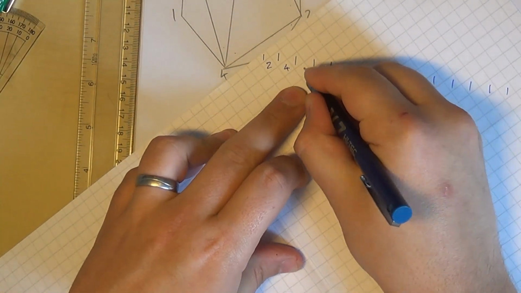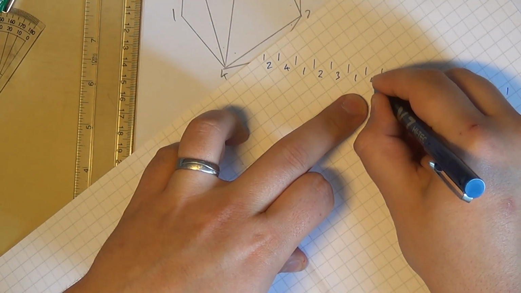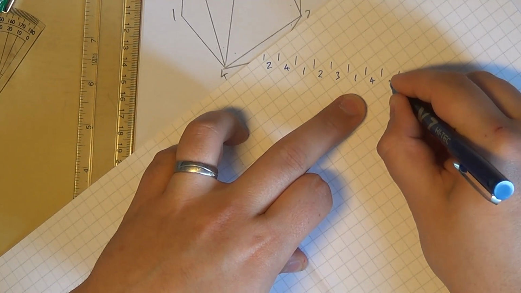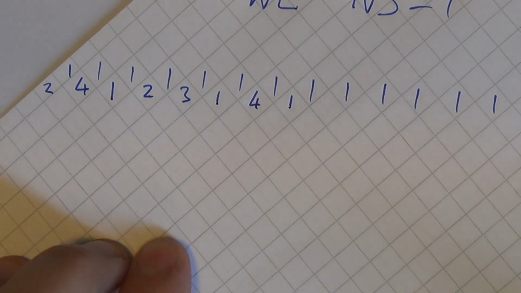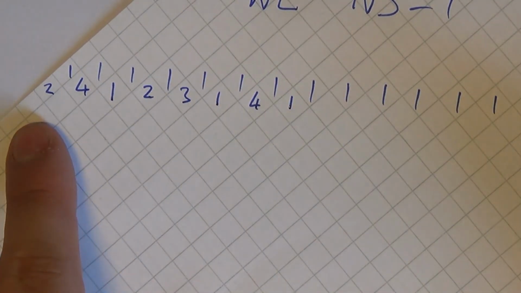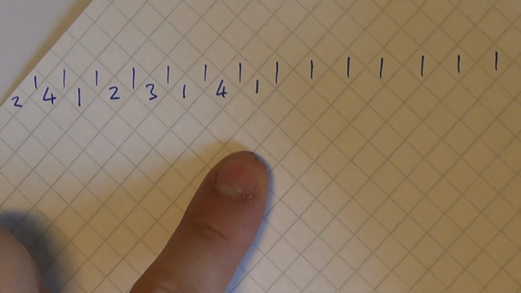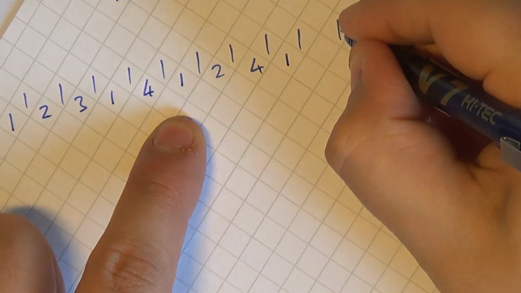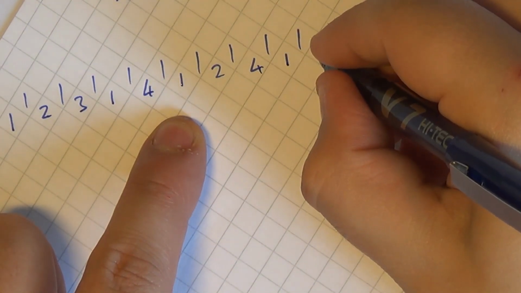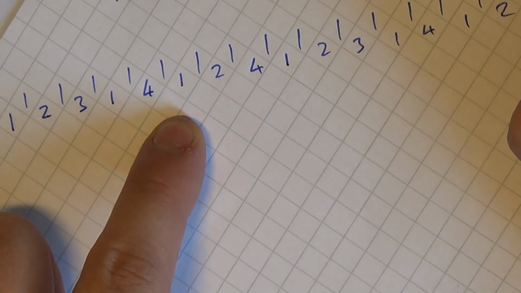2, 4, 1, 2, 3, 1, 4, 1. So if we transfer those values across to this pattern, there's a row of ones across the top, and then we've got the 2, 4, 1, 2, 3, 1, 4, 1, which we can repeat over and over, and indeed we should to make this complete. So 2, 4, 1, 2, 3, 1, 4, 1, 2, 4, 1, 2.